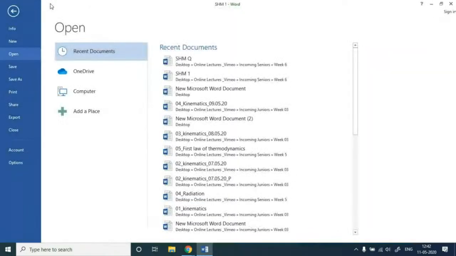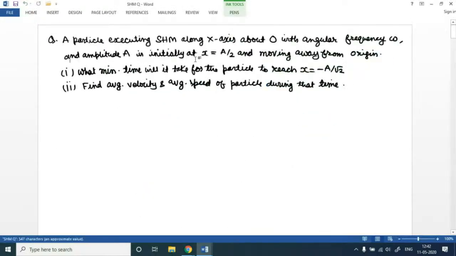Let's take one very simple question regarding this, and let me give you the question over here. So let's say this is the question. A particle executing SHM along the x-axis about the origin with angular frequency omega and amplitude a is initially at x is equal to a by 2 and moving away from the origin. So on the x-axis, this is say the origin, and this would be one of the extremes, this would be the other extreme. So this is x is equal to plus a, this is x is equal to minus a.